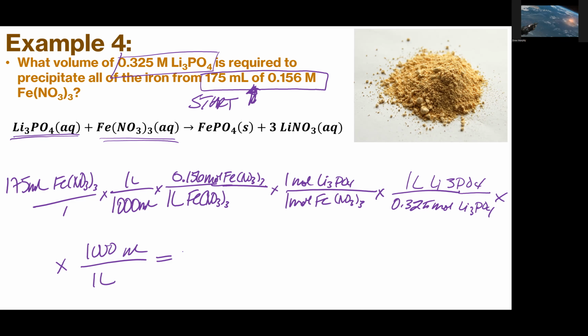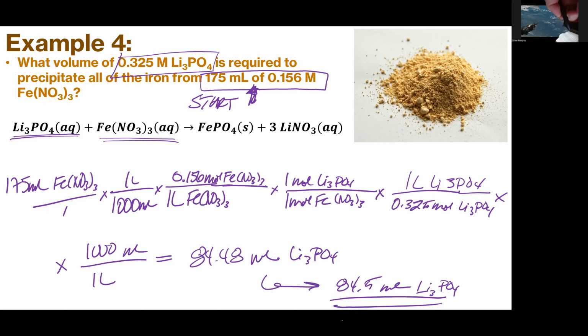We get 84.48 milliliters of lithium phosphate. And we want 3 significant figures because all our data has 3. So this is 84.5 milliliters Li3PO4. Bam, bam. Okay.